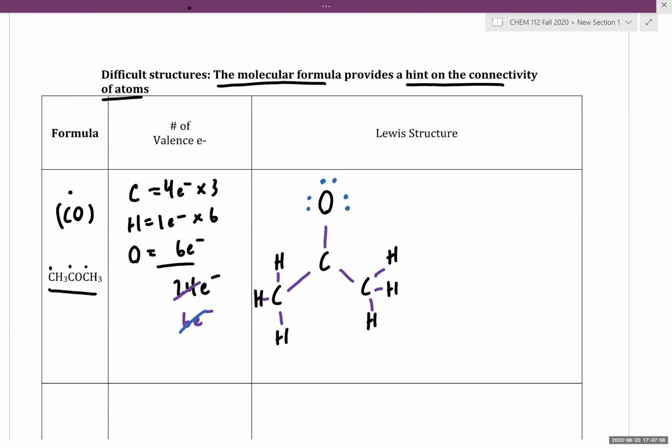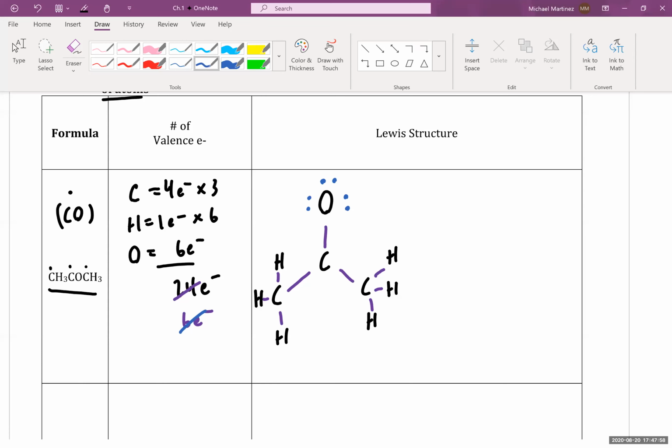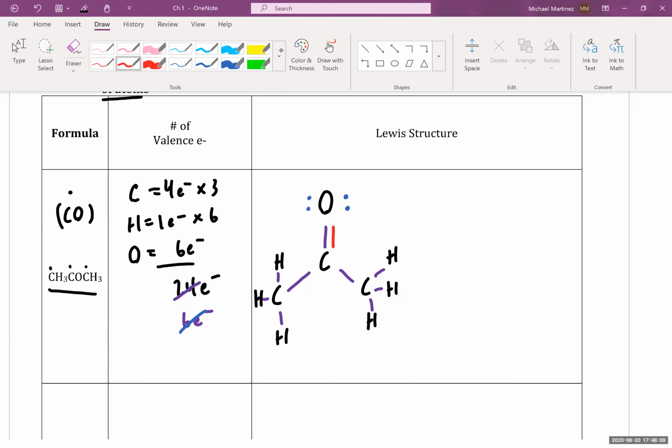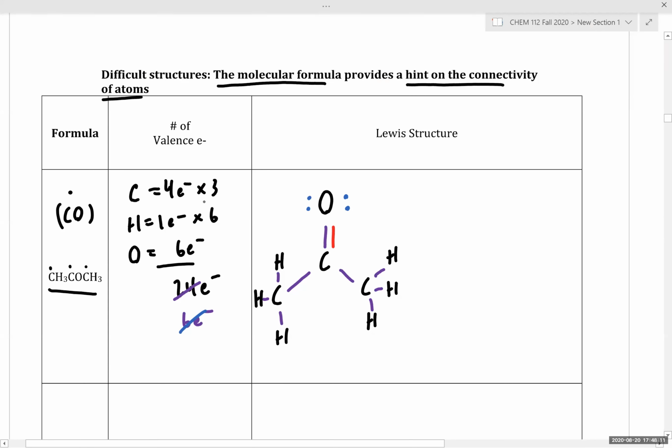Now, are we done? Does this structure fulfill the octet rule? No. So we're going to take our lone pair on oxygen and form a double bond. This molecule is known as acetone, and it's a common organic solvent. So really focus on looking at the ordering of atoms in the structure, because most organic structures will be either condensed or provide a significant amount of information on the connectivity of atoms in that structure.